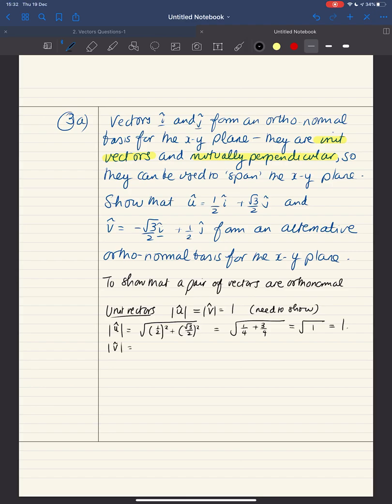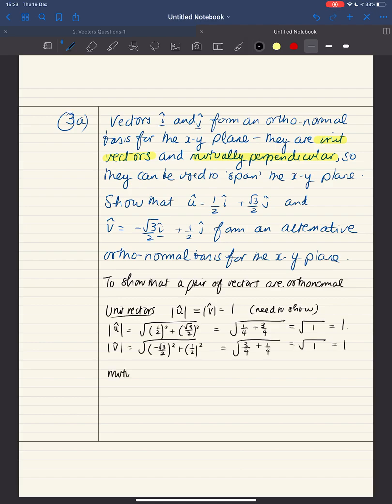Modulus of v, square root of minus root 3 over 2 squared plus a half squared. So it's the square root of 3 over 4 plus 1 over 4. So it's the square root of 1, which is 1. And then, so that shows that they're unit vectors.